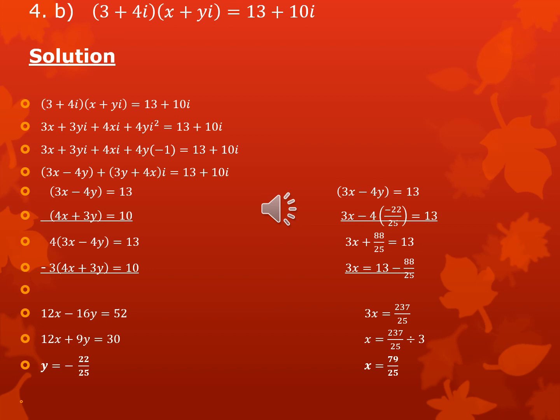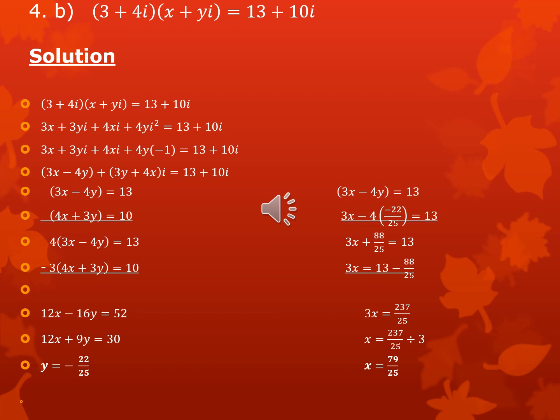Now to make y the subject, we have to divide both sides by negative 25, and that gives us y is equal to negative 22 upon 25. Now moving on, we have to use one of the two original equations to find the value of x. So I will use the first equation. You can use any of the two equations. So using the first equation, in place of y, we have to write down negative 22 upon 25.